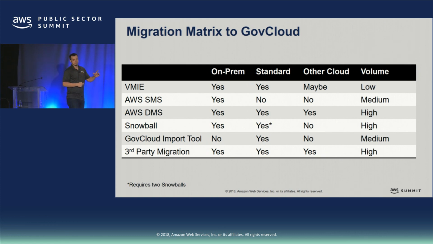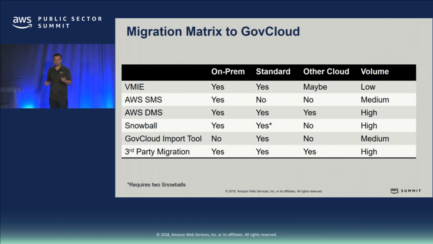So first, in the upper left-hand corner, what we have is the VMware export. So the on-prem, standard, and maybe other cloud. If we can get extraction from, say, Azure in the form of a VHD or some other type of raw image, we can still do an import with that. But the reason why we say low volume is because of the CLI.